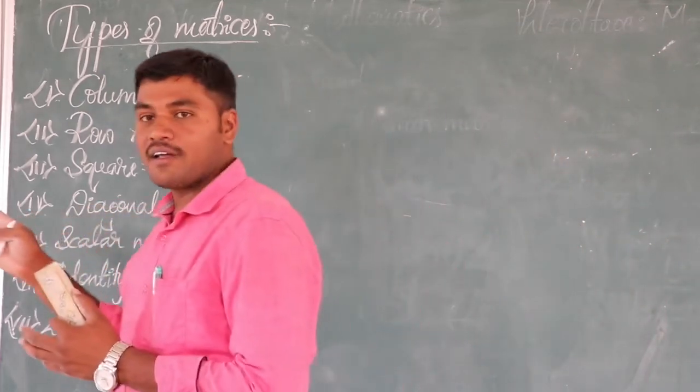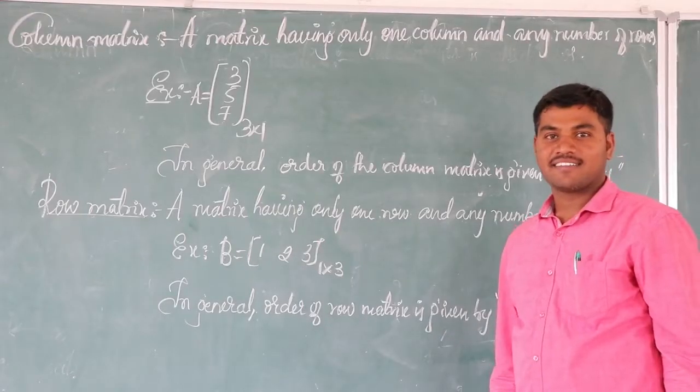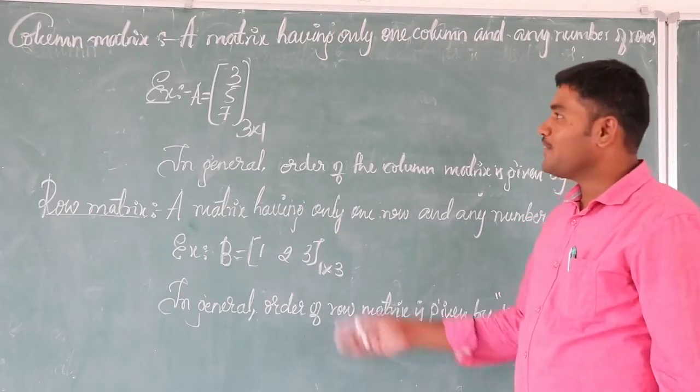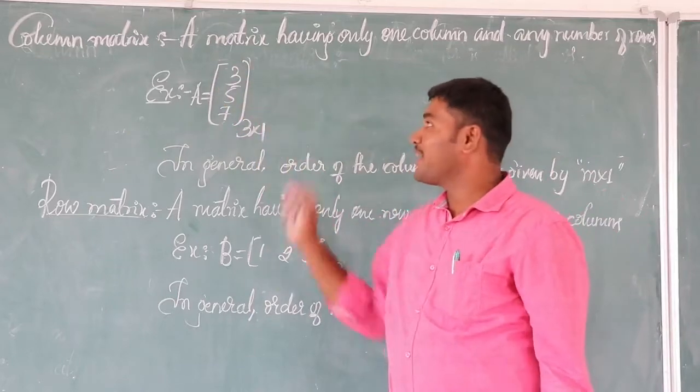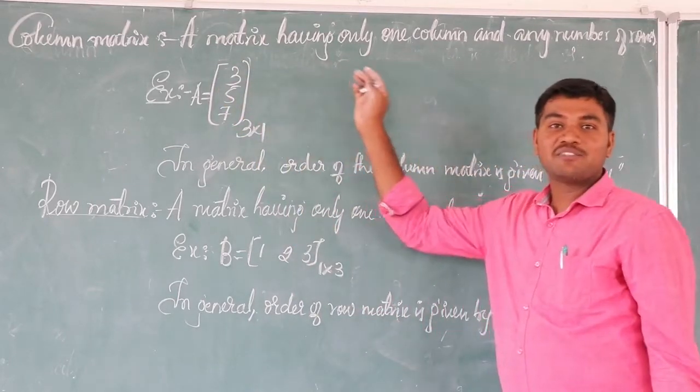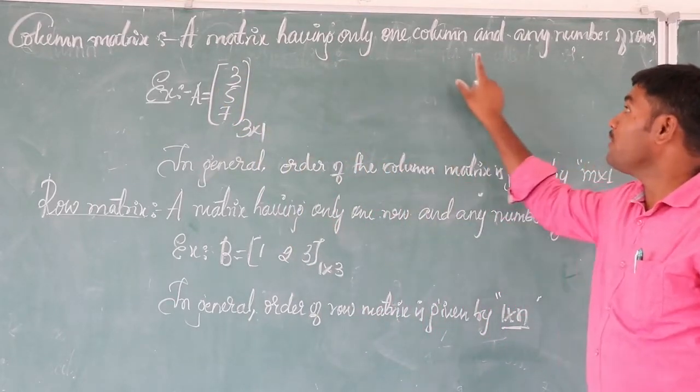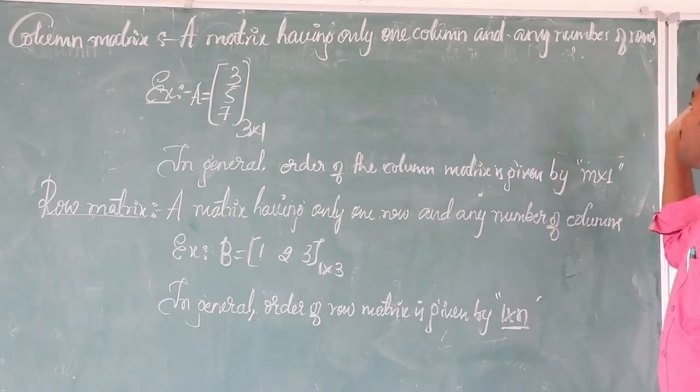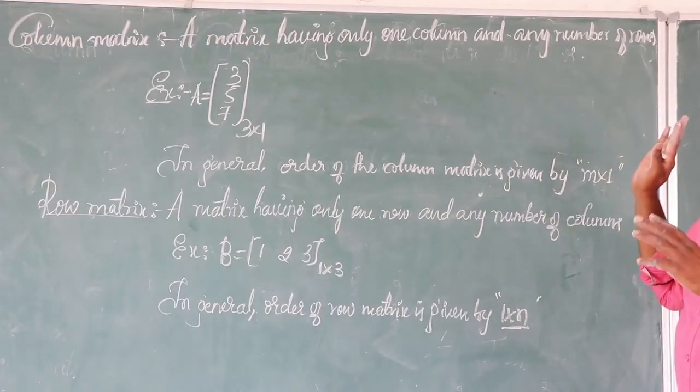So first one is column matrix. Column matrix means a matrix having only one column and any number of rows. Rows may be any number, right?